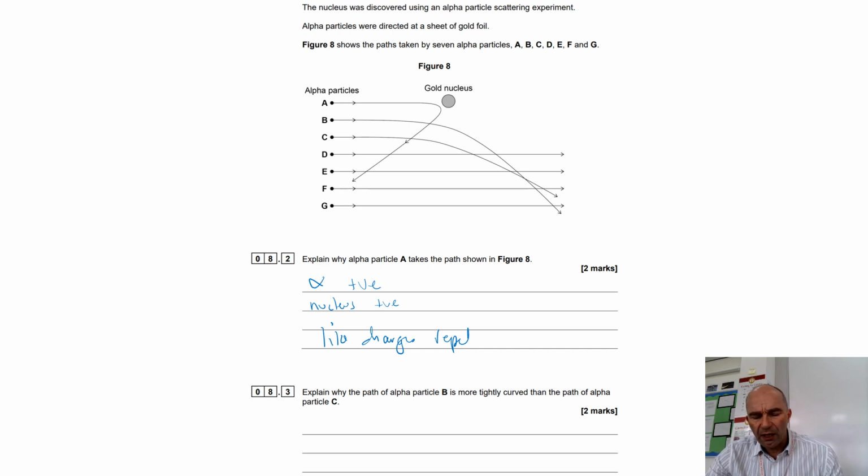Now in 8.3, explain why the path of alpha particle B is more tightly curved than the path of alpha particle A. Now this is just a case of that particle B passes closer to the nucleus. So what? It means therefore it experiences a greater, or stronger, repulsive force.